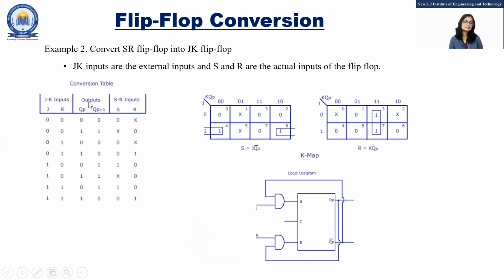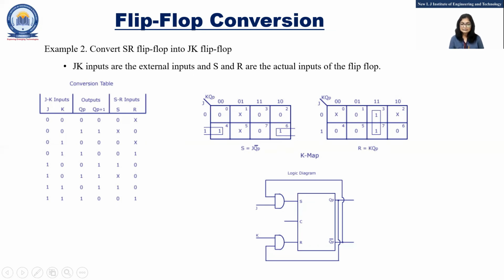Okay. Now we will see the second example. Convert SR flip-flop into JK flip-flop. The steps are the same. You have to follow the same steps as we discussed in the previous example. Okay, so this is the conversion table. Here, convert SR flip-flop into JK means the available flip-flop is SR and the required flip-flop is JK. So SR you have to write here and JK you have to write here, means J and K are the inputs and these are the outputs. From the conversion table, you have to draw the K-map, and from the K-map, you have to write the logic equation. From this logic equation, you can draw the circuit.